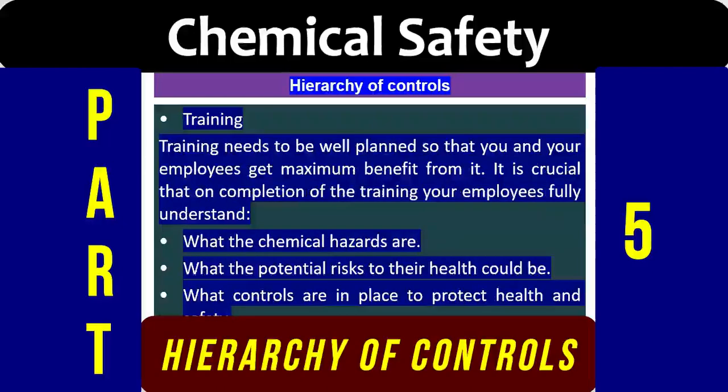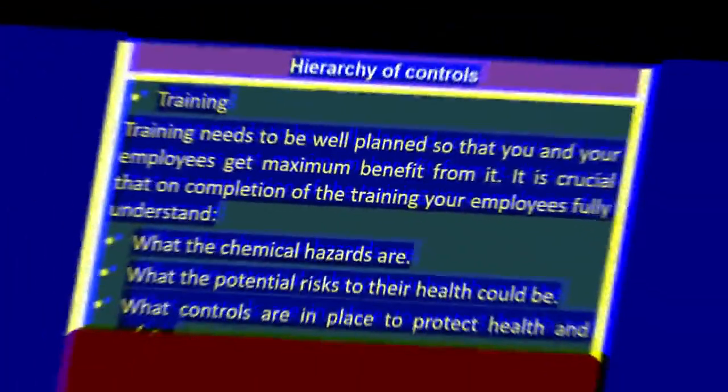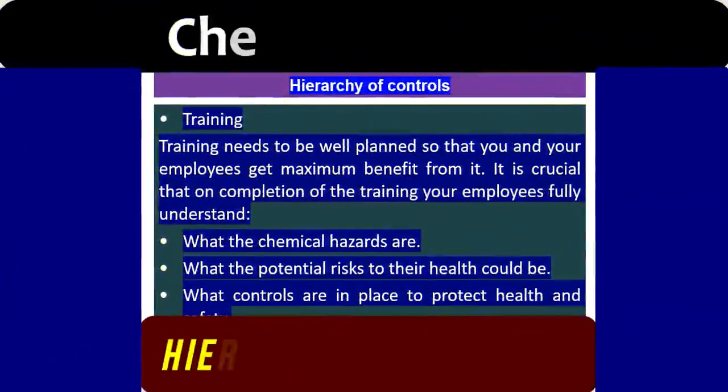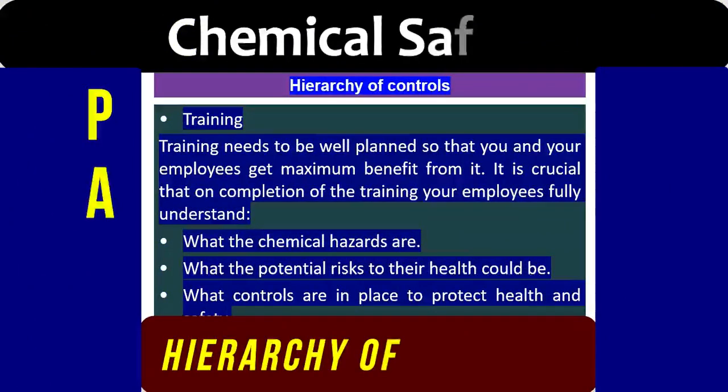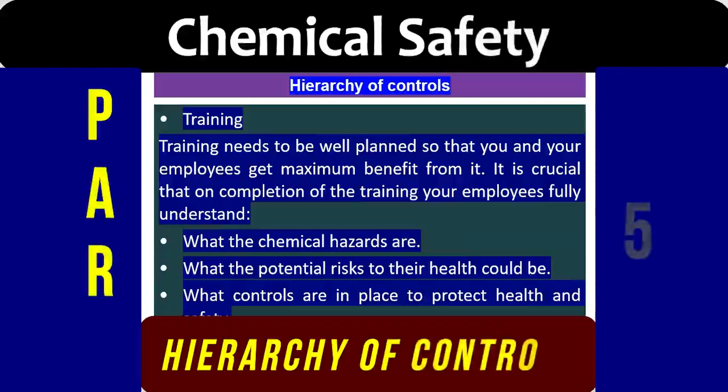Dear friends and fellows, to use chemicals, to manage chemicals, to handle chemicals, to store chemicals, to implement safety, to implement procedures, training is mandatory for everybody. Training needs to be well planned so that you and your employees get maximum benefit from it. It is crucial that on completion of the training, your employees fully understand what the chemical hazards are, what the potential risks to their health could be, what controls are in place to protect health and safety.